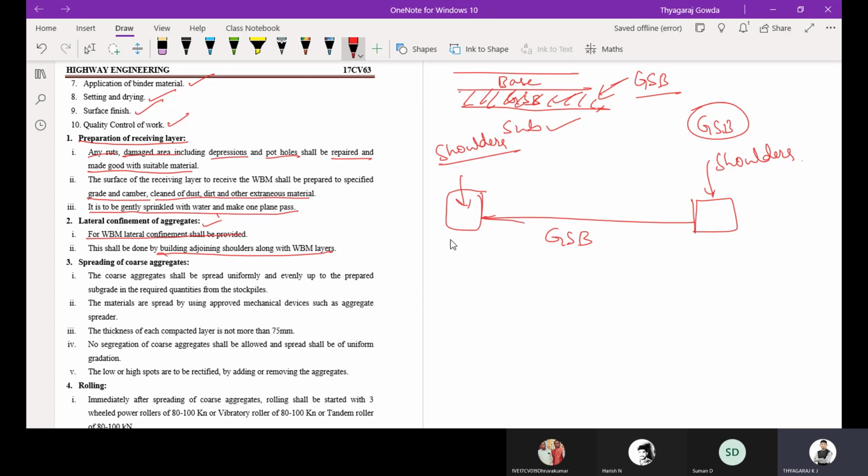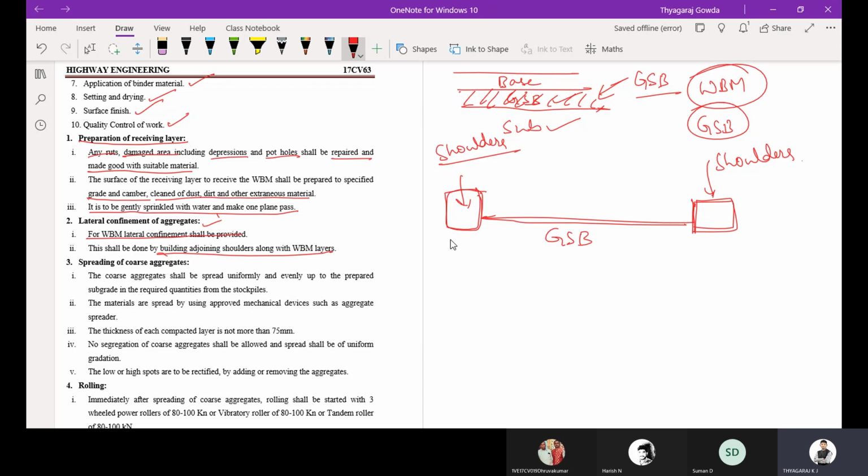So this is the GSB layer. Above that you are going to build the shoulders. Why these shoulders? Since the WBM is of non-plastic aggregate materials, the WBM will be using a non-plastic material like aggregates. So if we roll the roller over the aggregates, there will be movement of aggregates. There will be segregation of aggregates below the roller.